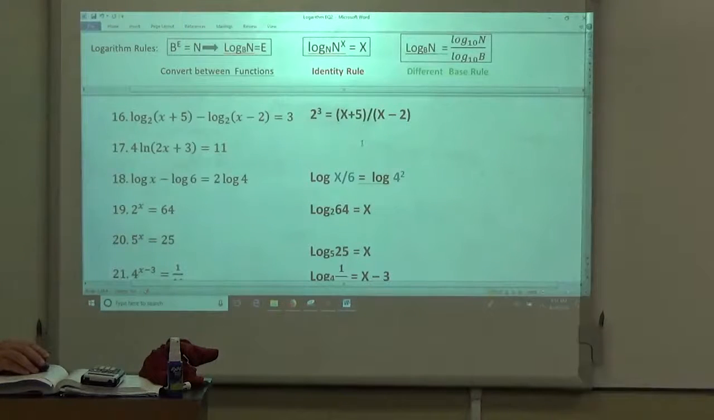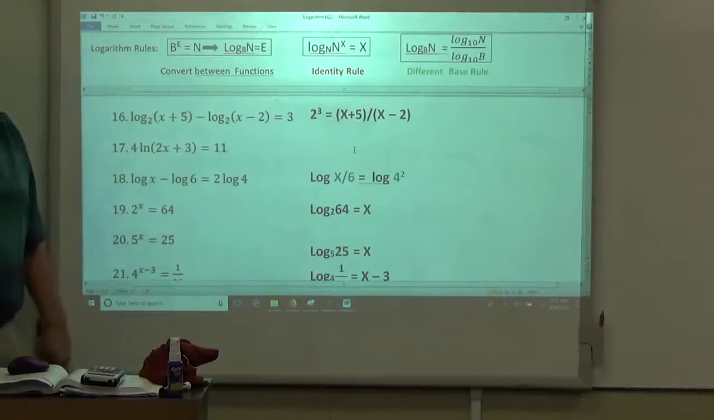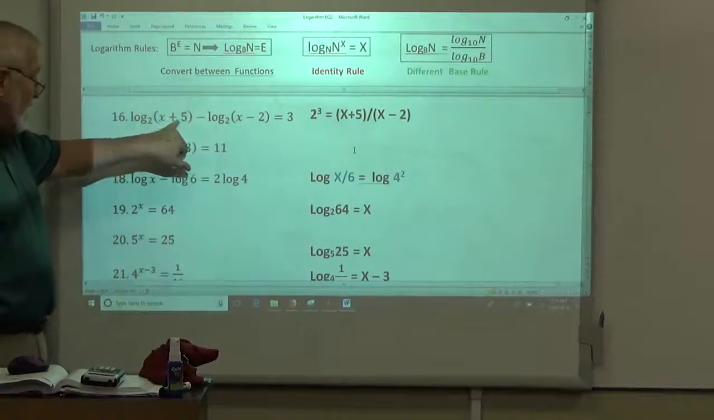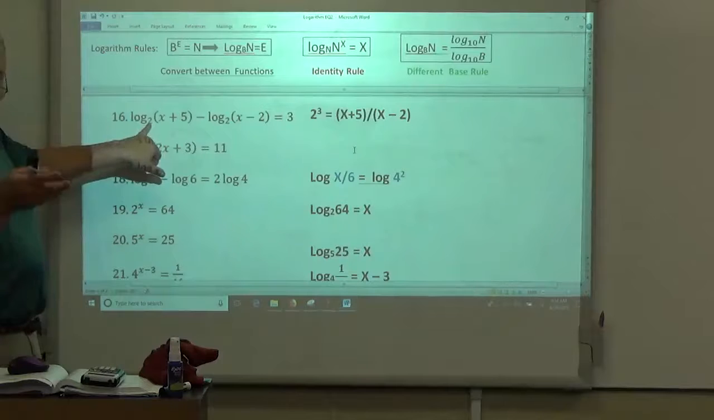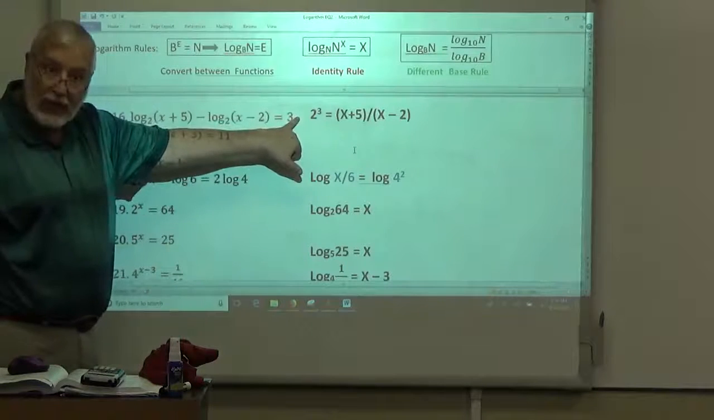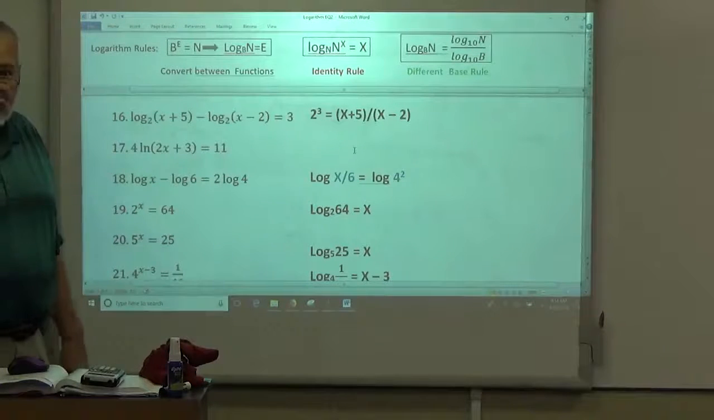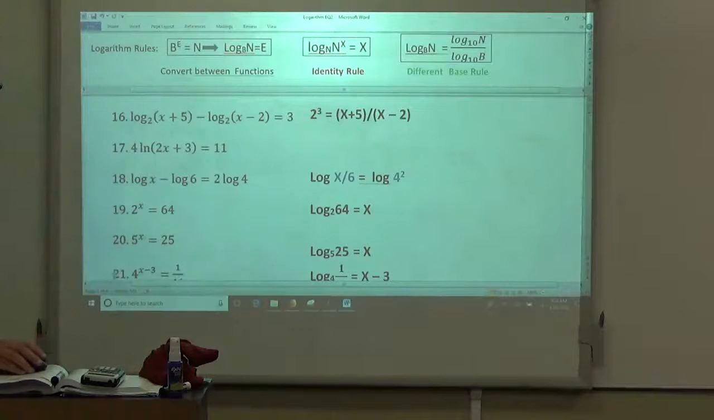Okay. All right, so now that right there is probably the most difficult problem that we've had so far. But the skills are knowing that this means divide the numbers, and then we have to change it into exponent form. So I'm going to take 2 to the 3rd power equals whatever that fraction is, and then from there you have an Algebra 2 equation to solve.